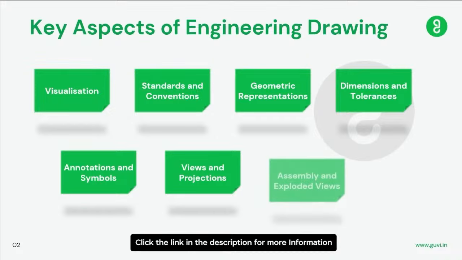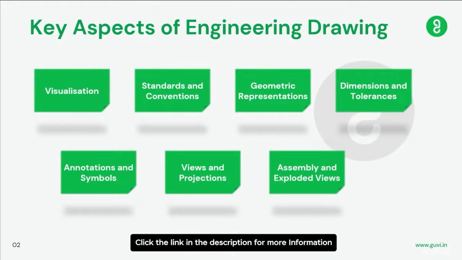Then comes assemblies and exploded view. For a more complex system or assemblies, engineering drawings may include the exploded view of an object, where individual components are separated to show their relationship and the assembly sequence. This further aids in understanding how the total part fits together.